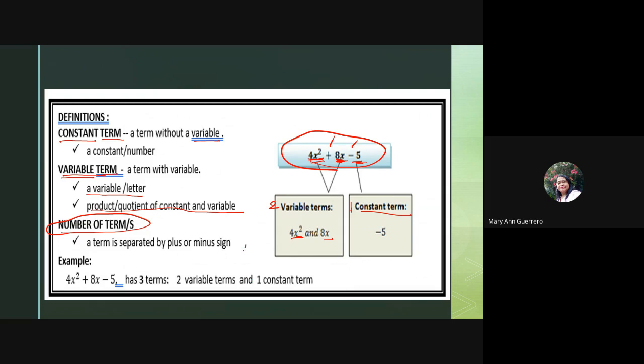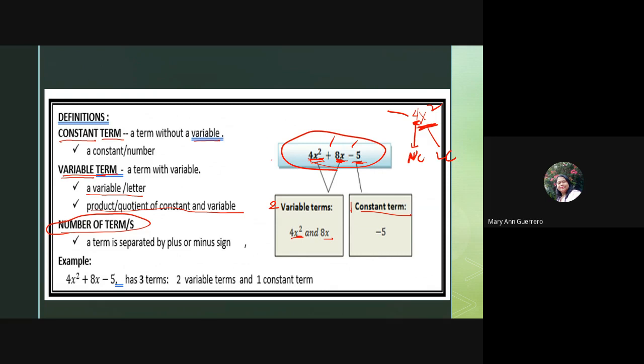So ano ba pagkakaiba dito sa constant and variable? For example, in 4x squared, diba, this is a variable term. So sa variable term ay may coefficient, numerical coefficient, literal coefficient. Itong numerical coefficient na to, ito rin yung tinatawag nating constant. So that is constant.